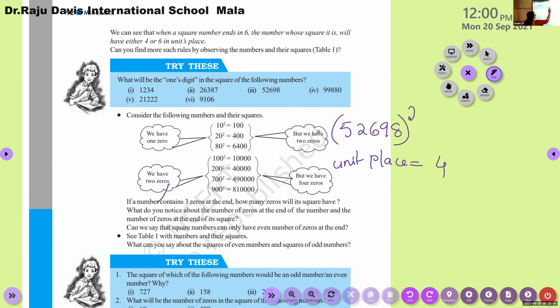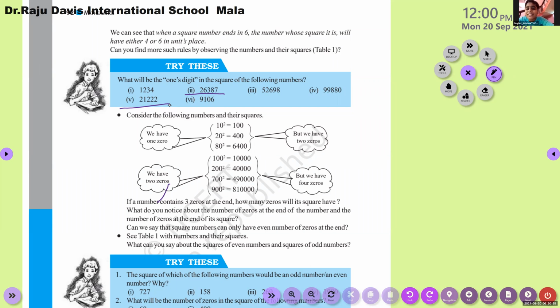Second answer. What will be the unit place of 26,387? 9. Good. Very good. Google, fifth one, 21,222. The last digit will be 2, so 2 into 2, 4. Your answer is 4. Ma'am, you said we have to find the square of the last digit. Okay, that is what Ashwin said. So that is about the unit place of a square number.